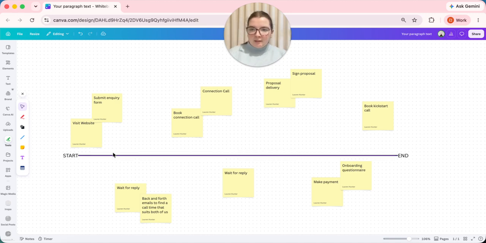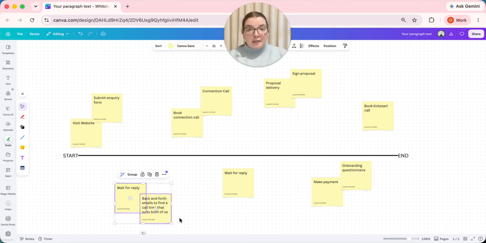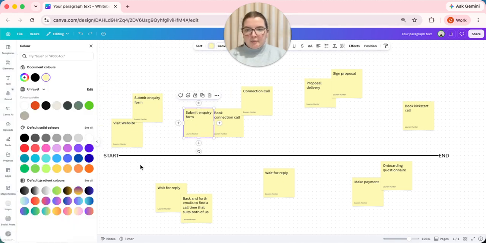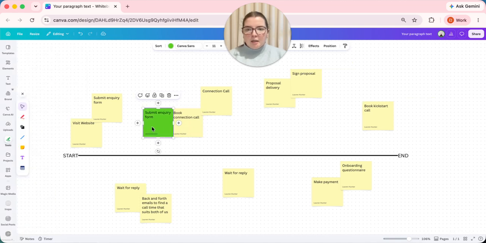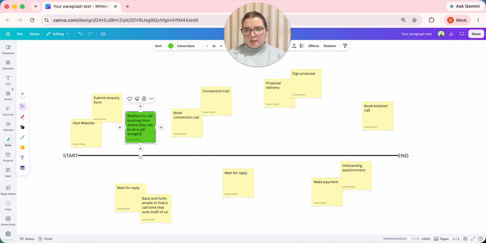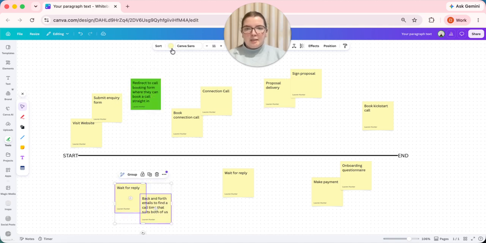So for example, visit website, submit an inquiry form, wait for a reply, back and forth emails. So the way that you could potentially make this a much more positive touch point is by removing them or making it so that it's a little bit easier. So if I make this green, we have got redirect to call booking form where they can book a call straight in. So this is now a really positive touch point, and we don't need these two because we already have this section booked in.